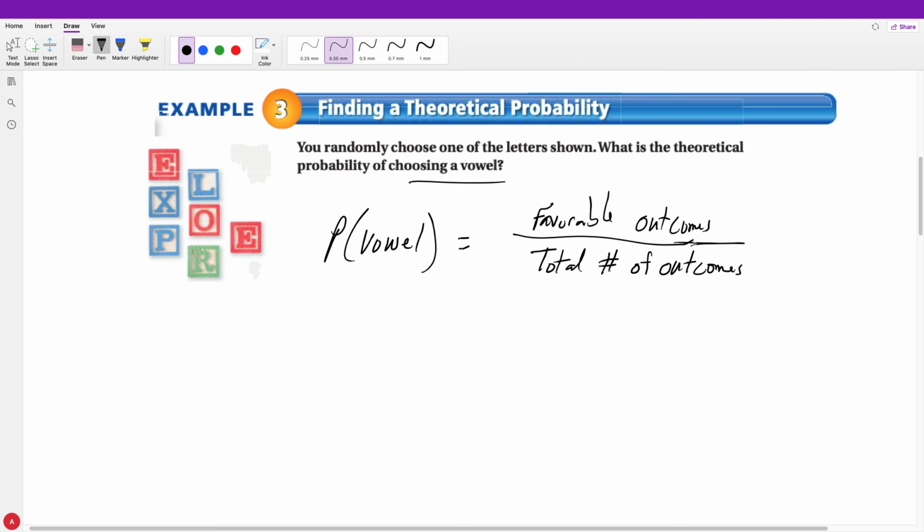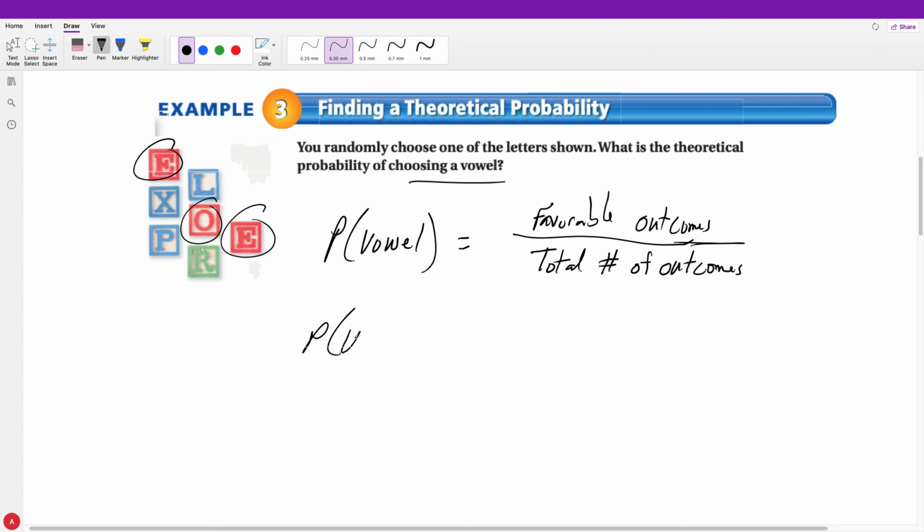Because theoretically, every single outcome has an equal chance of happening. So we don't have to worry about taking things into consideration. And theoretically, they all can occur equally likely. So when we're looking for a vowel, we need to first say, well, how many vowels do we have? Well, we have 1, we have 2, and we have 3. So we have 3 vowels.